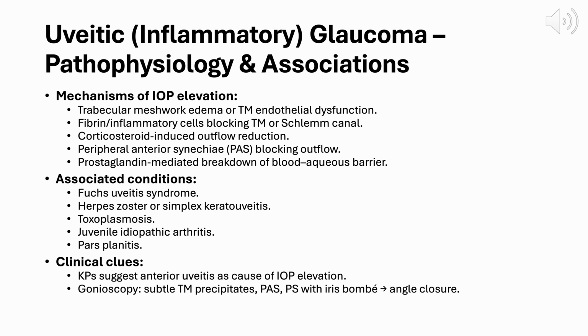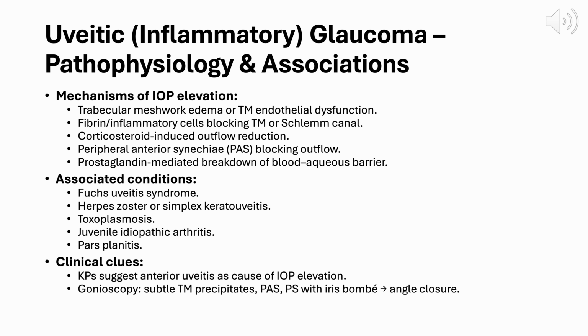Several systemic and ocular conditions can be linked with uveitic glaucoma. These include Fuchs' uveitis syndrome, herpetic keratouveitis from herpes simplex or herpes zoster, toxoplasmosis, juvenile idiopathic arthritis, and pars planitis. Recognizing these associations can guide clinicians toward the underlying etiology.